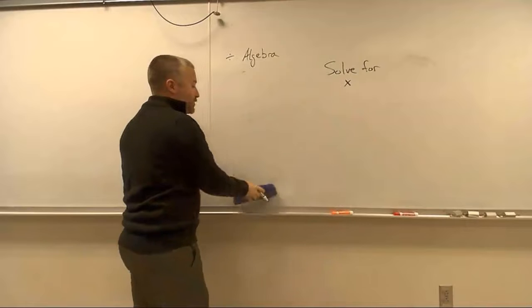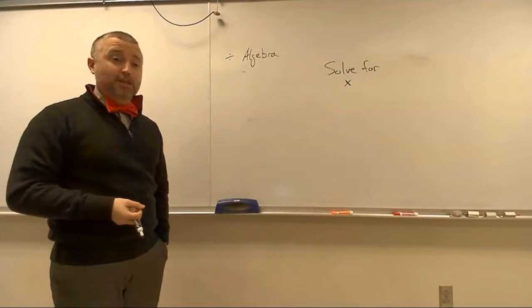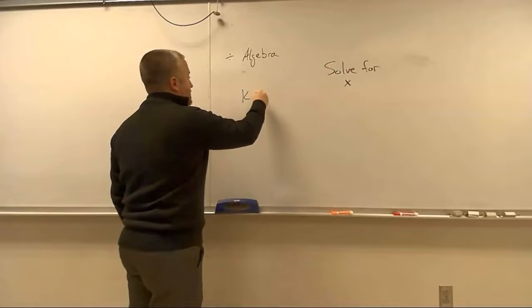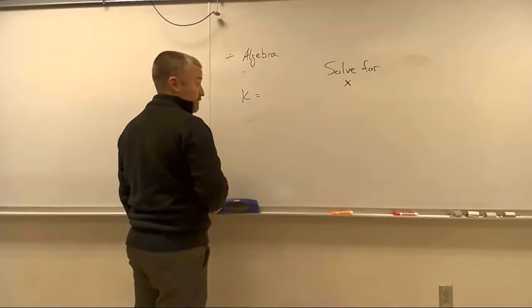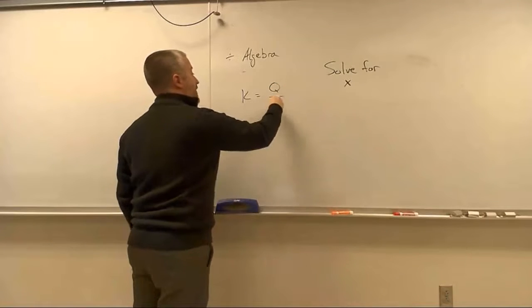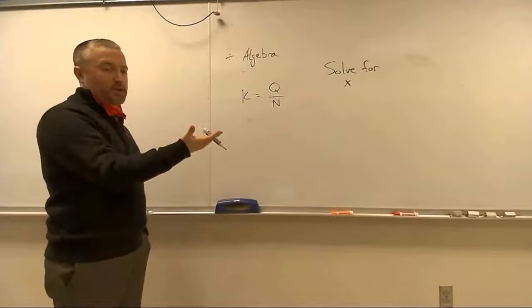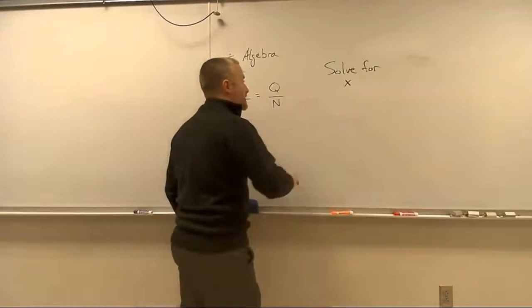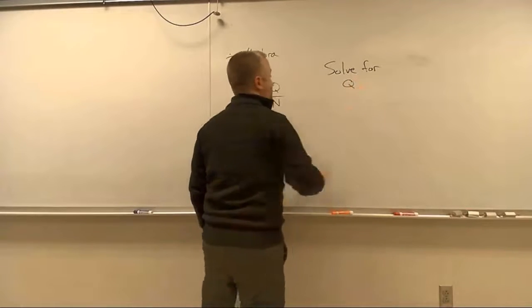Now, it's not going to come straight out and tell you that there's actually division going on. What it'll more than likely look like is this. It'll say something like k is equal to, coming up with random letters off the top of my head, q over n. Okay? As always, if it had said solve for k, don't do anything, because it's already by itself. But let's say in this case, we're trying to solve for, let's go q.